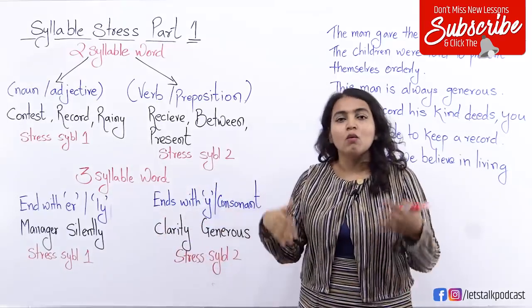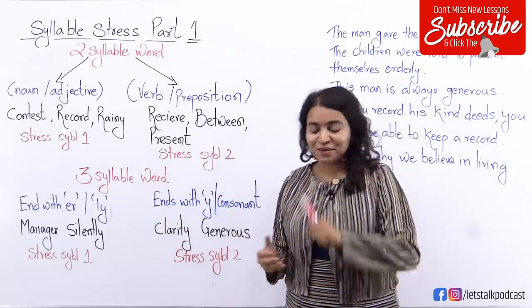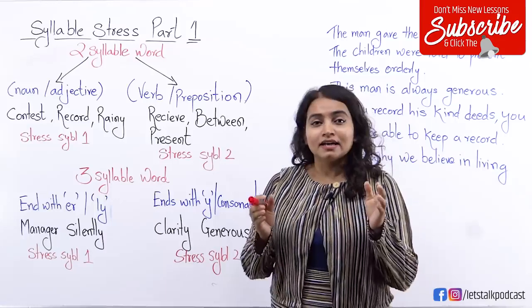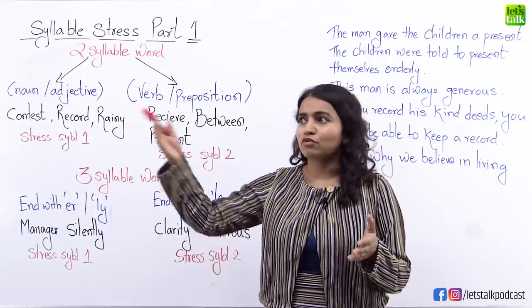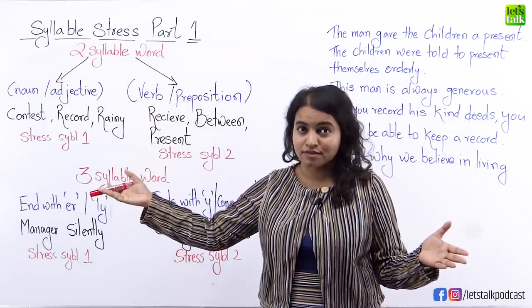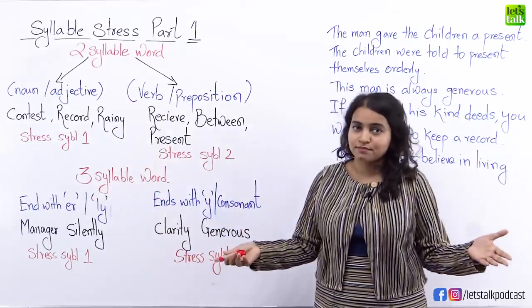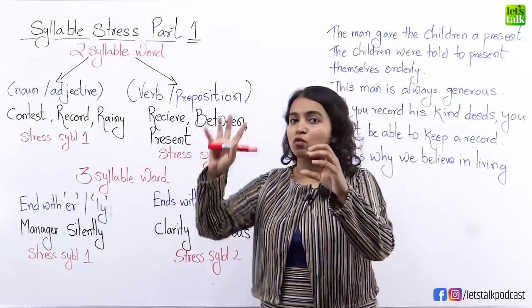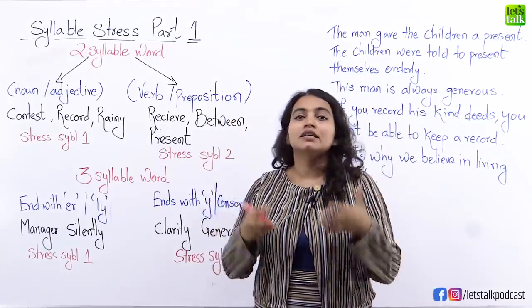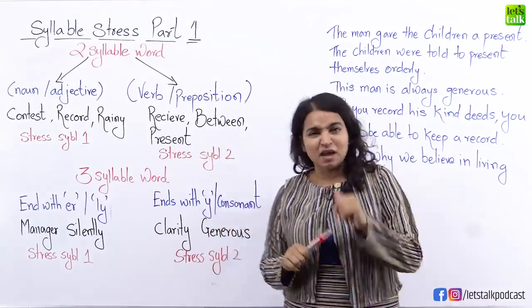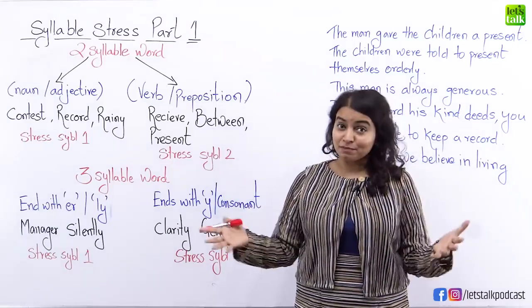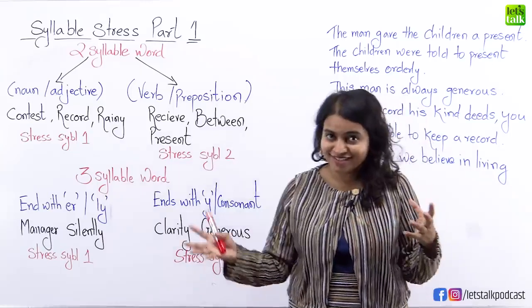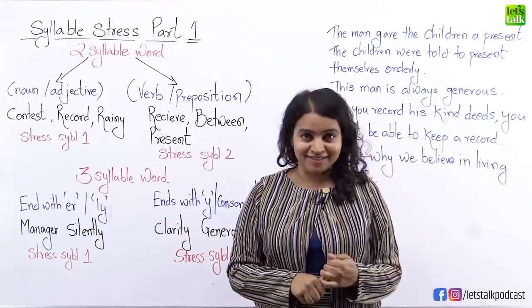But wait a minute, what is a syllable? Let me tell you. Every word has 1, 2, 3, or maybe 10 parts, depending on how big the word is. Every part of a word is called a syllable. But now the question is, how do I know how many syllables or how many parts a particular word has?